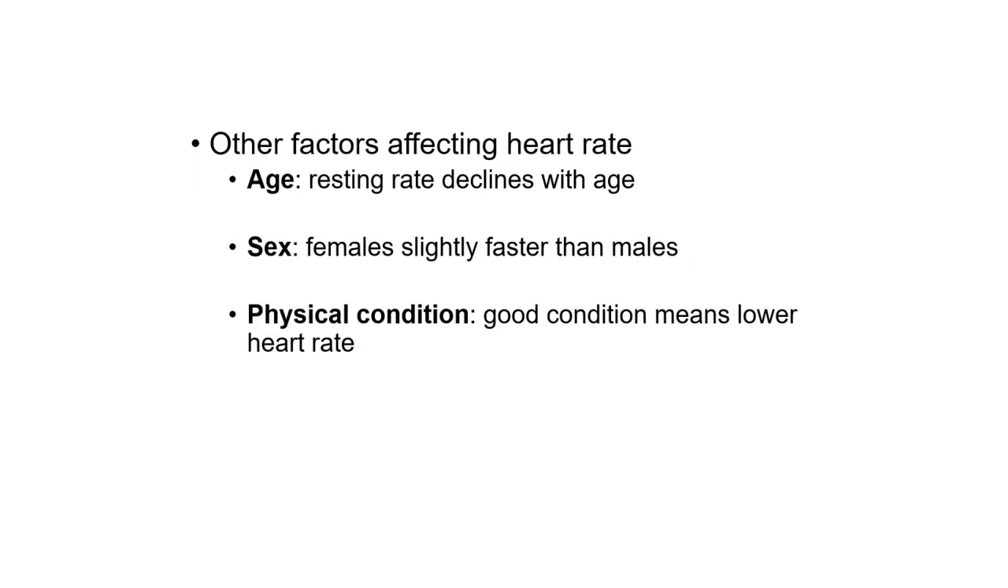Other factors that can affect one's heart rate is age. As we get older, your resting heart rate declines. Infants and children have a much higher resting heart rate than somebody who's maybe 60 or 70 years old. Females have a slightly faster heart rate than males. And the better physical condition you are in, the lower heart rate you will have. Extreme athletes or people that are long distance runners can have a resting heart rate as low as like 55 to 60 beats per minute.